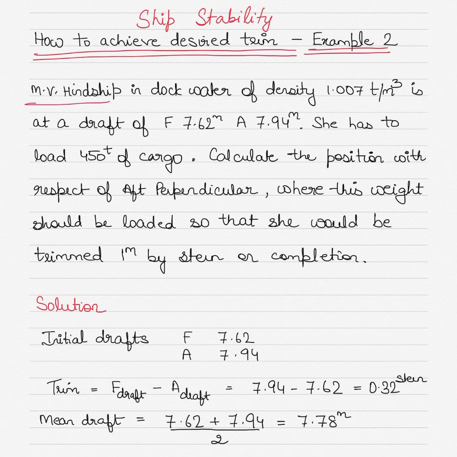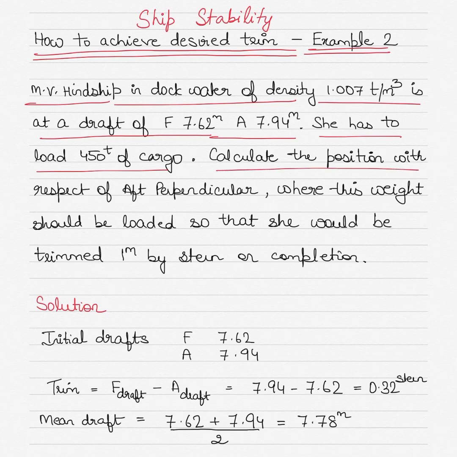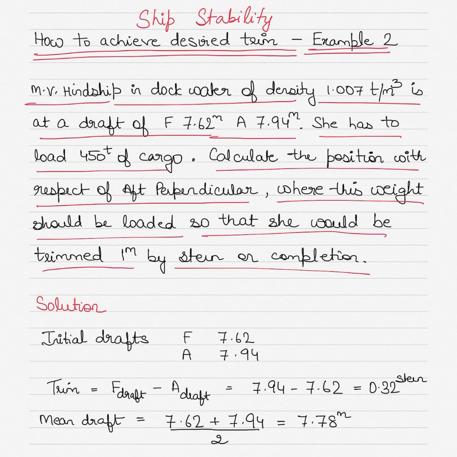The question says that motor vessel Hindship is in dock water of density 1.007 tons per meter cube, and it is at a draft of forward 7.62 meters, aft 7.94 meters. So the vessel is kind of trimmed by stern. She has to load 450 tons of cargo. You have to calculate the position with respect to aft perpendicular where this weight should be loaded so that she would be trimmed 1 meter by stern on completion.